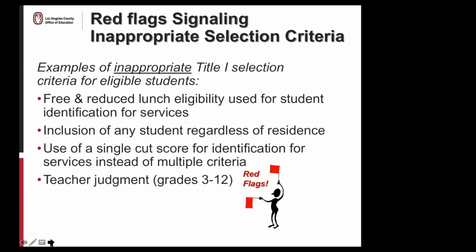And finally, if you're using teacher judgment in grades 3 through 12: in grades K, 1 and 2, teacher judgment can be part of that criteria, but in the upper grades, they must be objective criteria. So just a few red flags that would signal that there's a problem with identifying students.